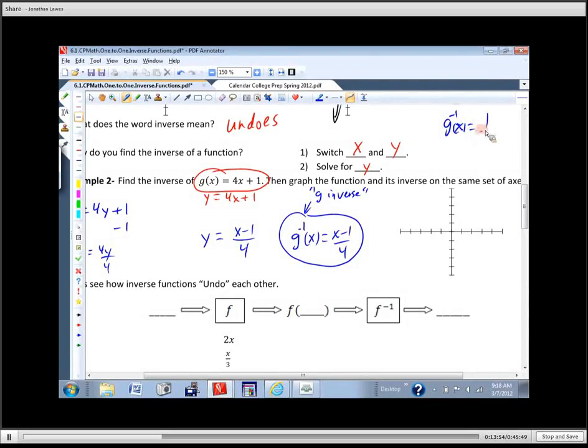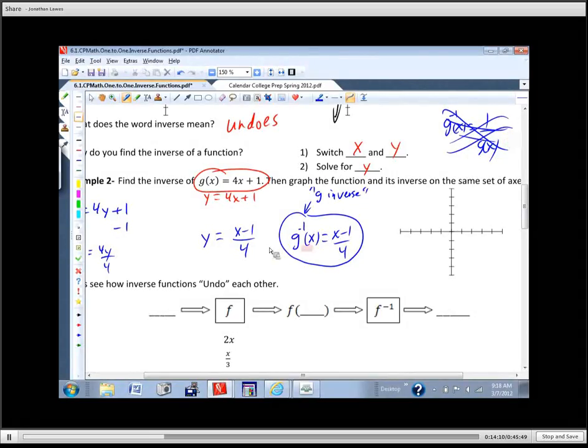This does not mean that. It doesn't mean reciprocal like a normal negative exponent does. That's the only exponent that's weird like that. This is just notation. It is not an exponent. So please don't confuse that. Whenever you see this, you literally read it G inverse.